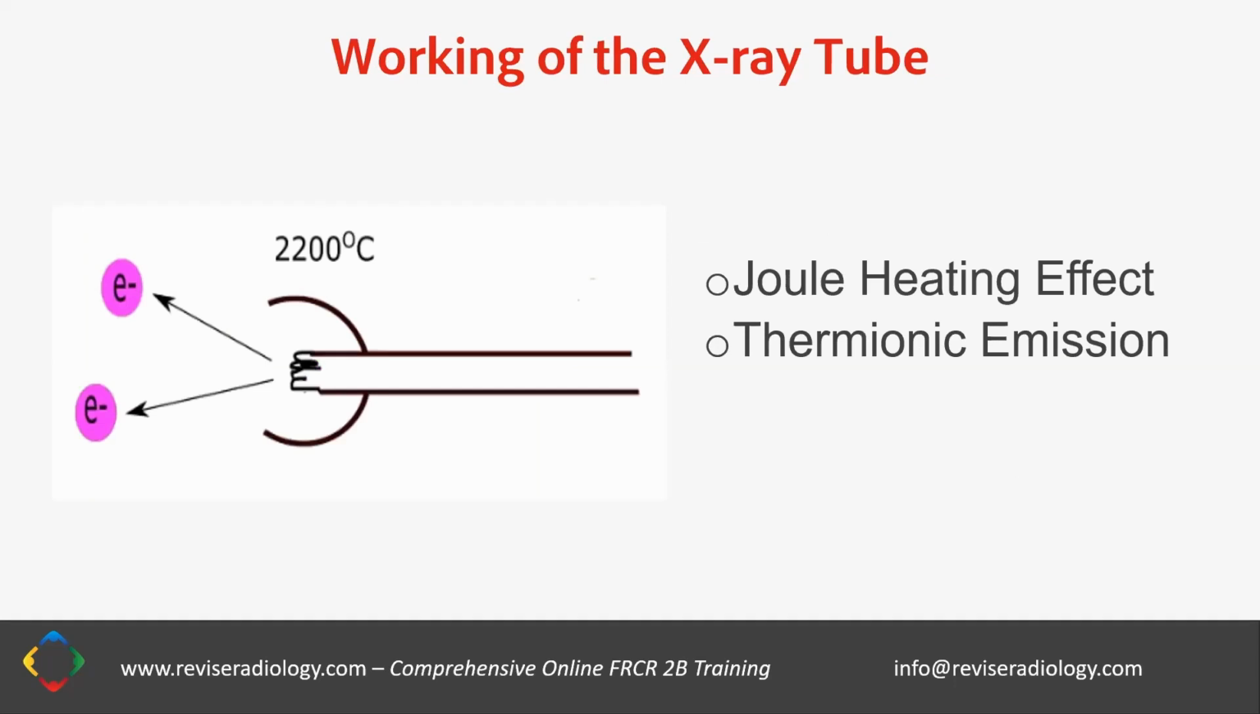So the first step is the heating of the filament. A certain current and voltage is applied to the cathode, which is the tungsten filament. This produces something called the Joule heating effect, which is where electrical energy is provided to a metal and it gets hot. So the electrical energy is converted to heat energy.